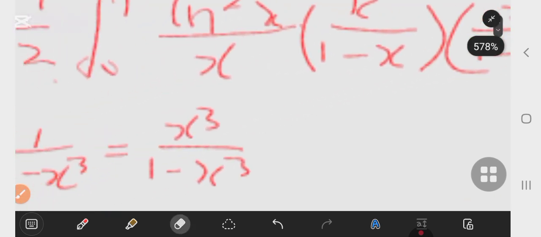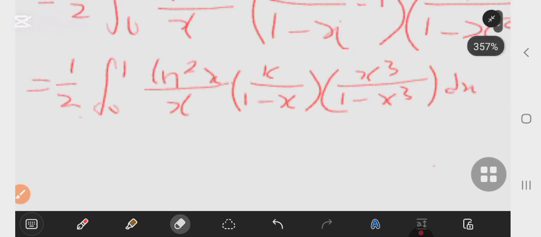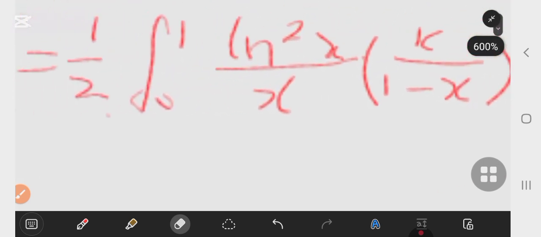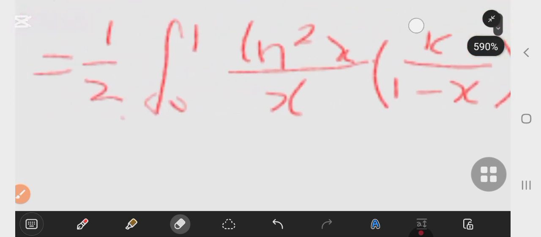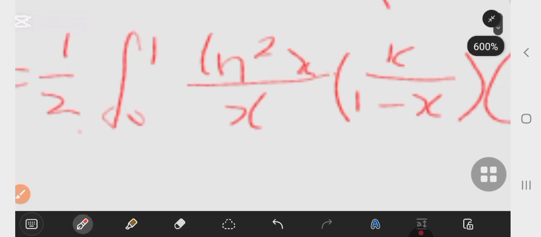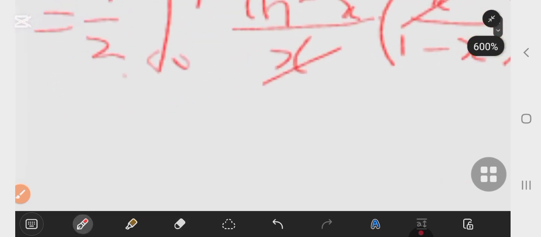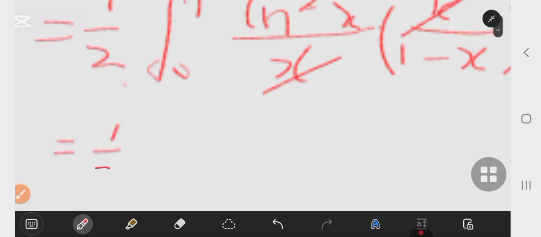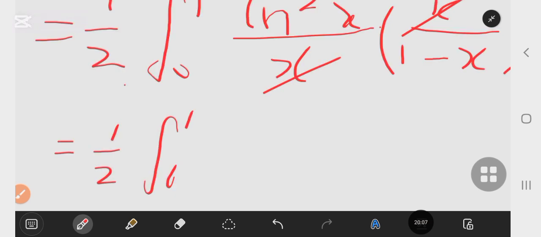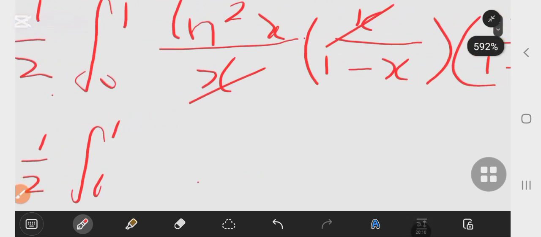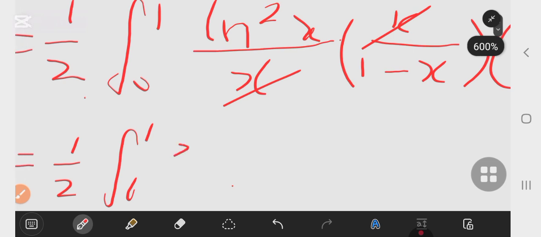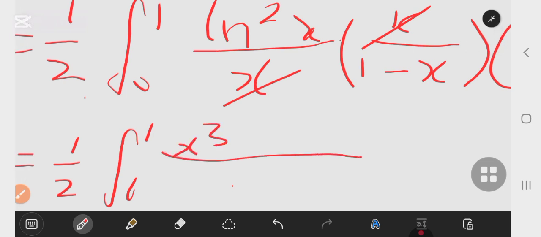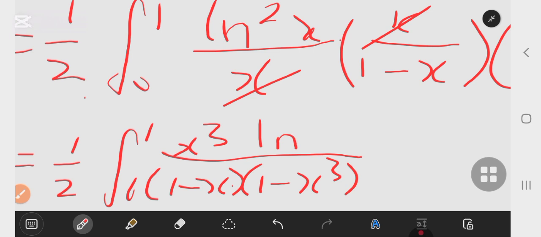Alright, something is going to happen here. Look at this. What do you think will happen? Cancel out. Alright, the next one, I have that this is half of the integral from 0 to 1 of x cubed all over 1 minus x multiplying 1 minus x cubed, ln square x dx.